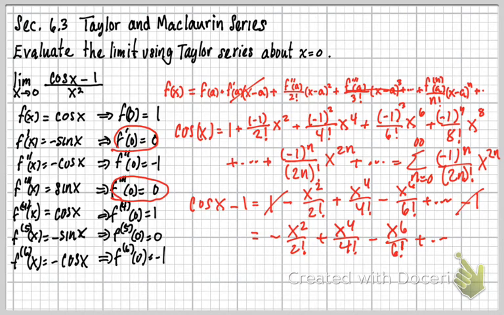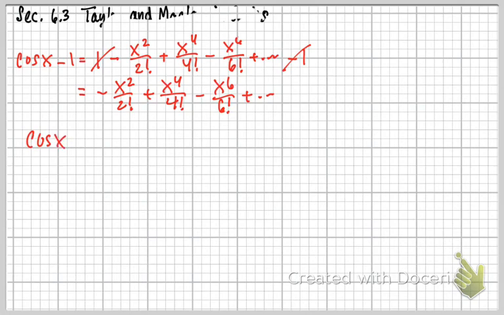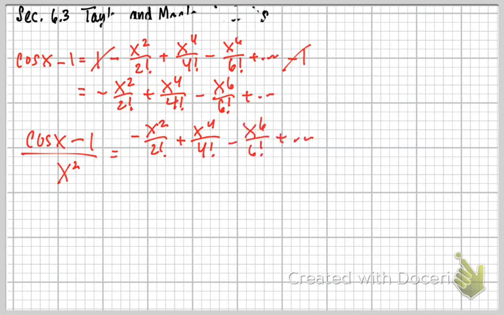Now when I think about the bottom of this thing, over x squared, now if I take cosine of x minus 1 over x squared, I'm going to get this negative x squared over 2 factorial plus x to the 4th over 4 factorial minus x to the 6th over 6 factorial plus dot dot dot, all over x squared. Now this is going to cancel with that, and then this is going to take 2 of those away. So this is just going to be x squared left. This is going to be, cancel that, and it's going to be x to the 4th left up there.